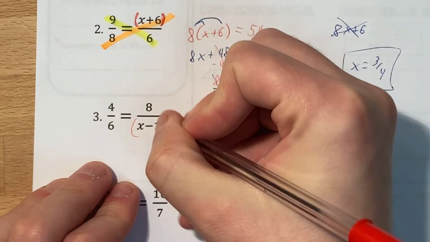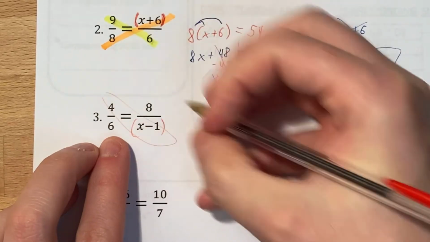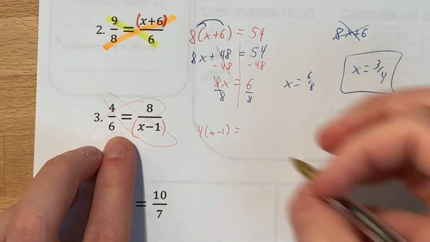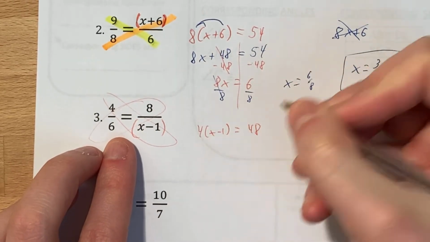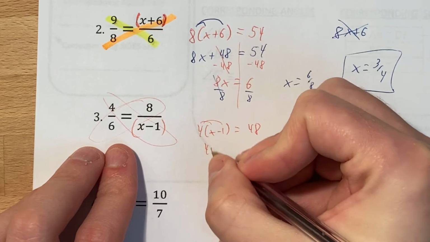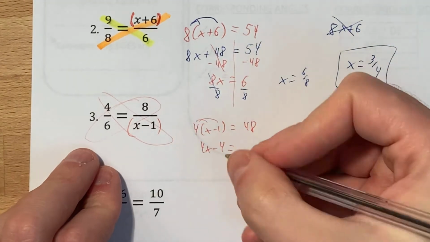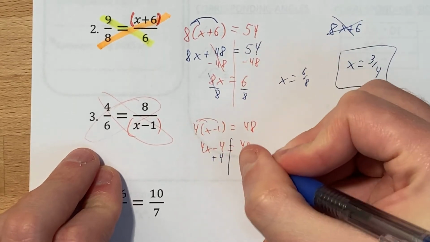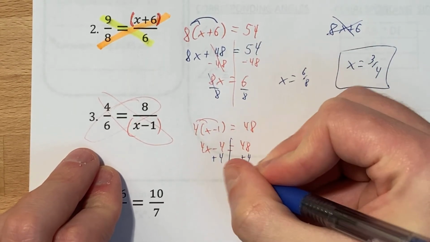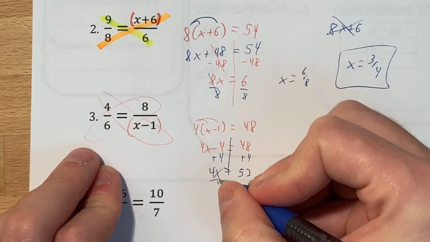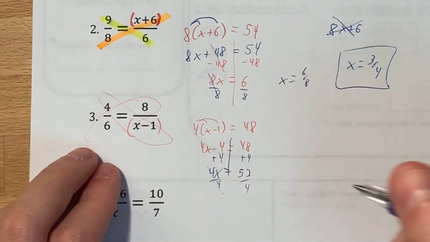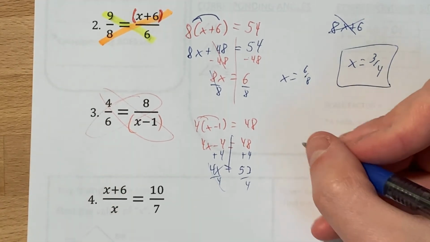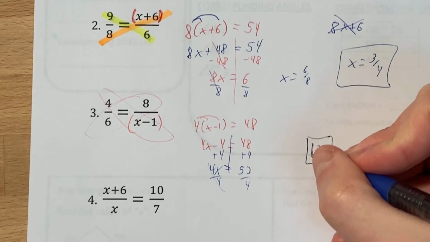For number 3, put this in parentheses. You'll get 4x minus 1 equals 6 times 8, which is 48. Distribute this to get 4x minus 4. Add 4 to get 52. And divide by 4 to get 13. Pretty sure it's 13. Yeah, it's 13. So the answer is 13.